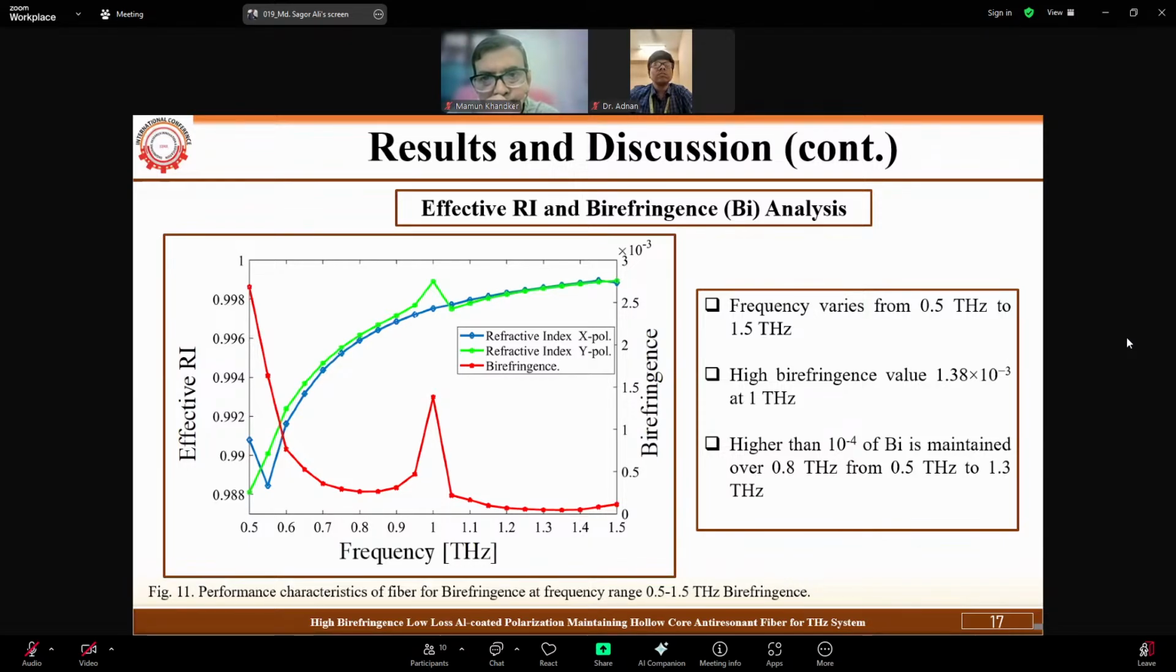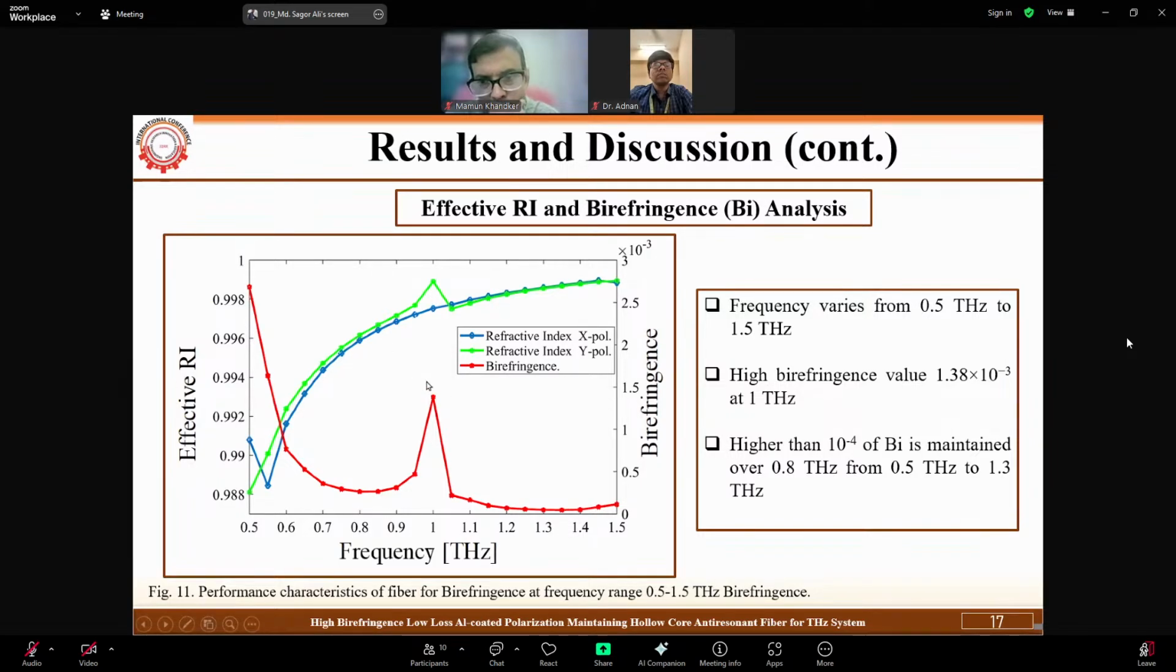Effective RI, refractive index and birefringence analysis with respect to the frequency. In this figure, X-pol is represented by frequency and Y-pol is represented by effective RI. The frequency varies from 0.5 terahertz to 1.5 terahertz.